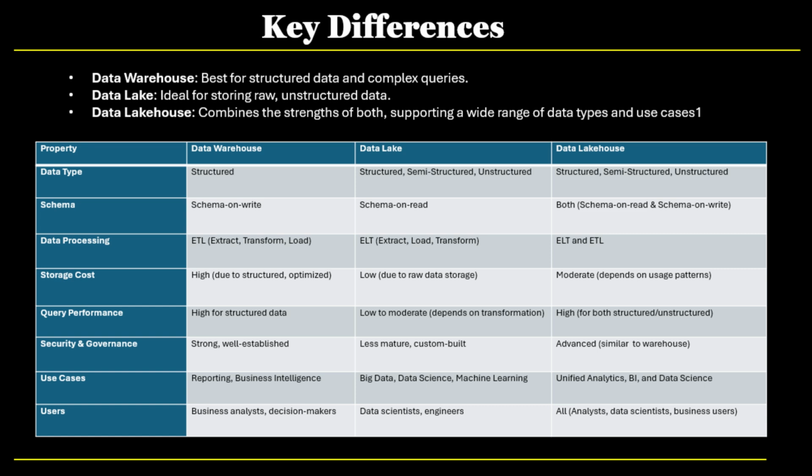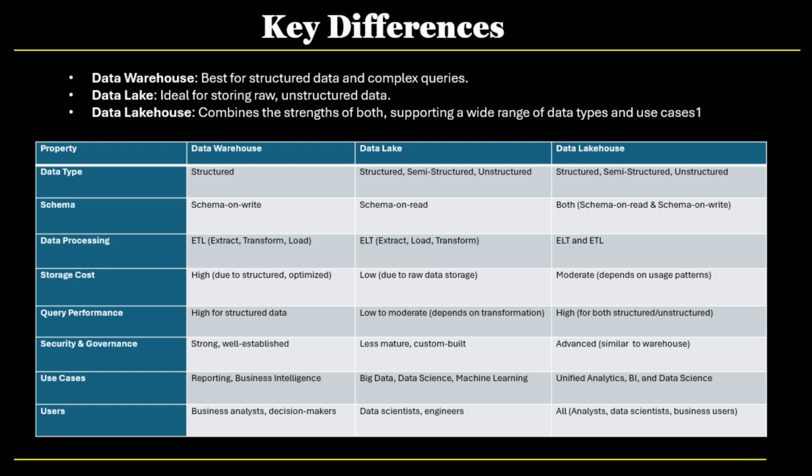Here are some key differences among these three architectures. Data warehouse is best for structured data and complex queries. Data lake is ideal for storing raw and unstructured data. And data lakehouse combines the strengths of both data warehouse and data lake, and it supports a wide range of data types and use cases.